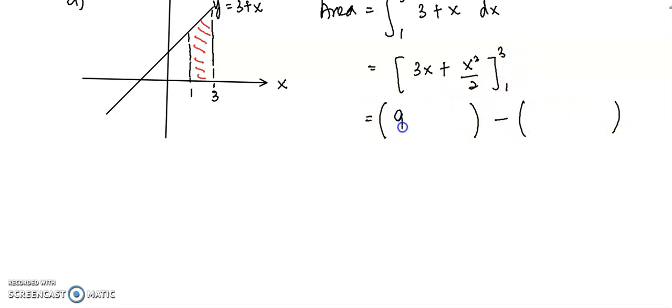Substitute 3 inside. You have 9 plus 9 over 2 minus, put in the 1. You have 3 plus 1 over 2. Okay, just calculate and get your final answer. Here we got 10 unit square.